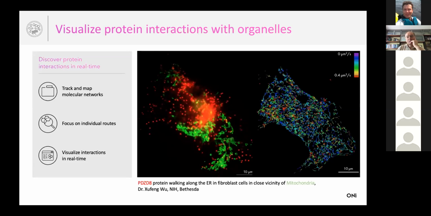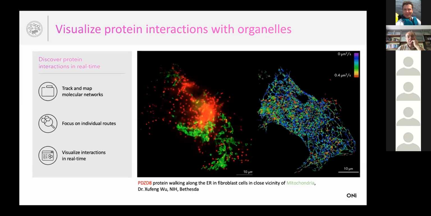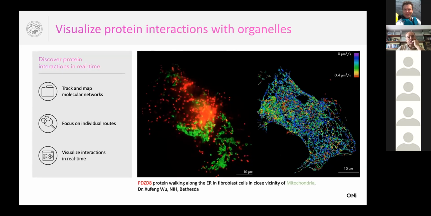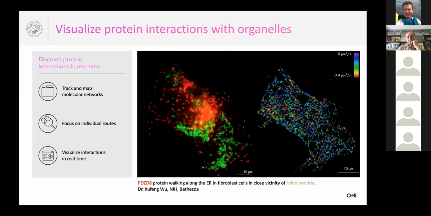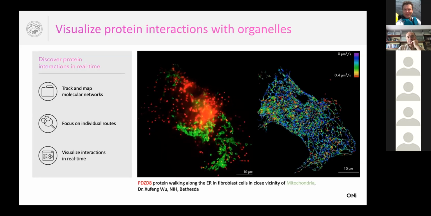Again, the dual color imaging capability of the nanoimager is not just limited to DStorm. We can actually apply it here, which means that we can look at this cellular structure with also the cellular context around it. So here is a beautiful example of single particle tracking that's been carried out in fibroblast cells. And here, the molecular tethering protein, PDZD8, is actually being tracked within the endoplasmic reticulum.